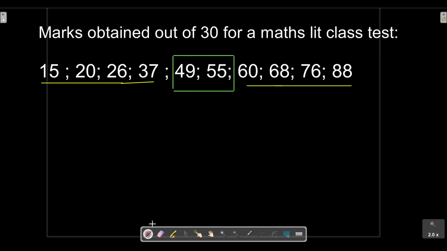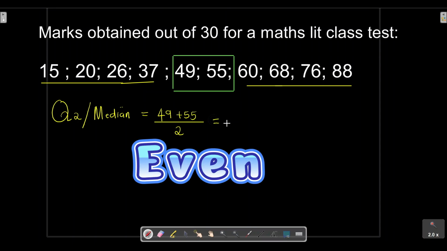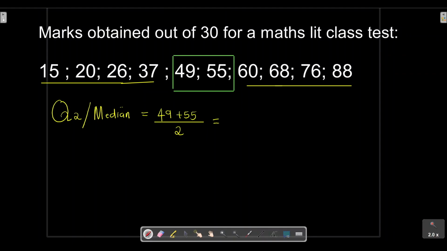Okay, so now to determine our Q2, because we've got two values, to determine our Q2 or our median, all that we're going to do is take that 49 plus that 55 and divide it by 2, because I did mention that if we have an even data set, that means our median value is going to be a value that is in between two values. Do you see that? So if you take 49 plus 55 and divide by 2, you'll get that your median is equal to 52. So our median is 52.